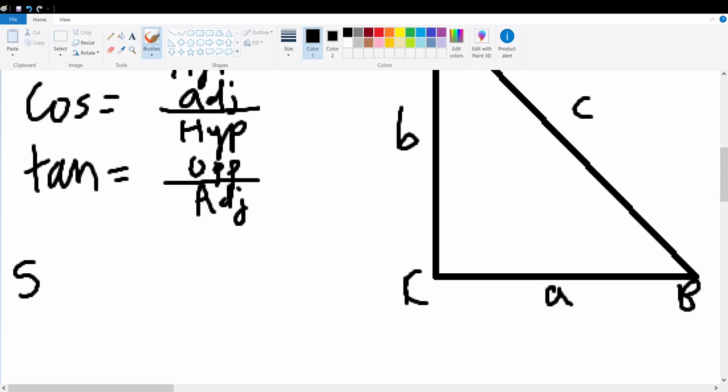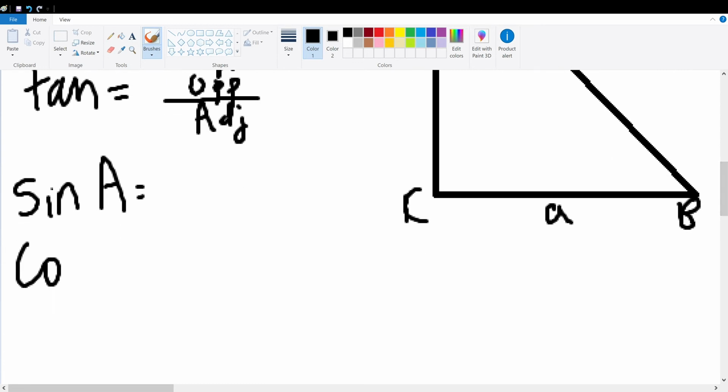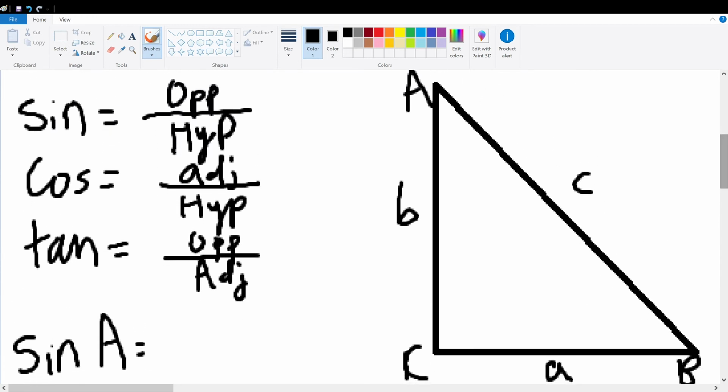So let's do sine of A, cosine of A, and tangent of A. And you could find cosine of B, sine of B, and tangent of B correspondingly to the ways we do it for sine of A, cosine of A, and tangent of A. Based on our definition, we know sine of A is opposite over hypotenuse relative to the given angle of A. Therefore, from this triangle, we can see that the opposite side of angle A is side A, with the hypotenuse here drawn in yellow, side length C.